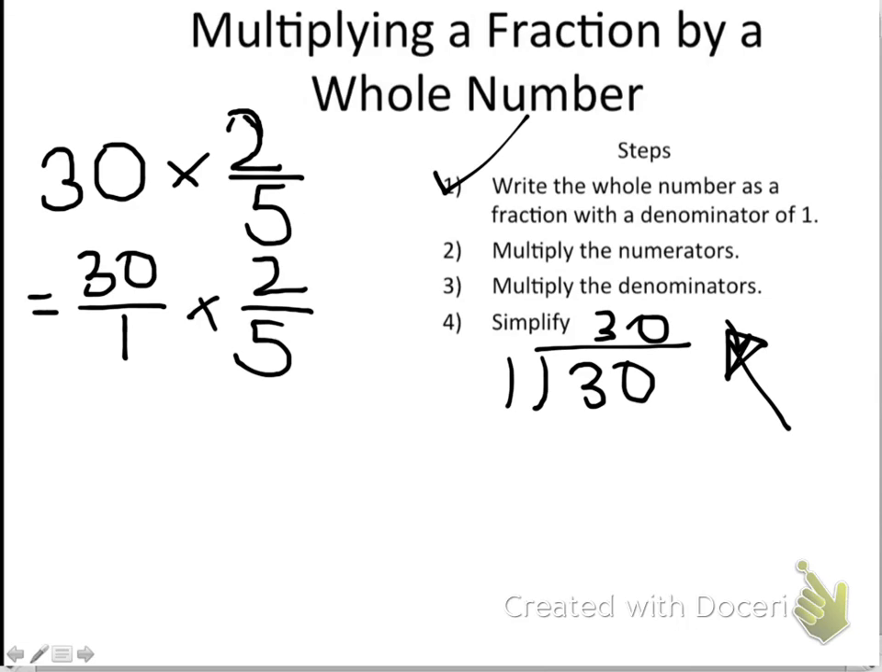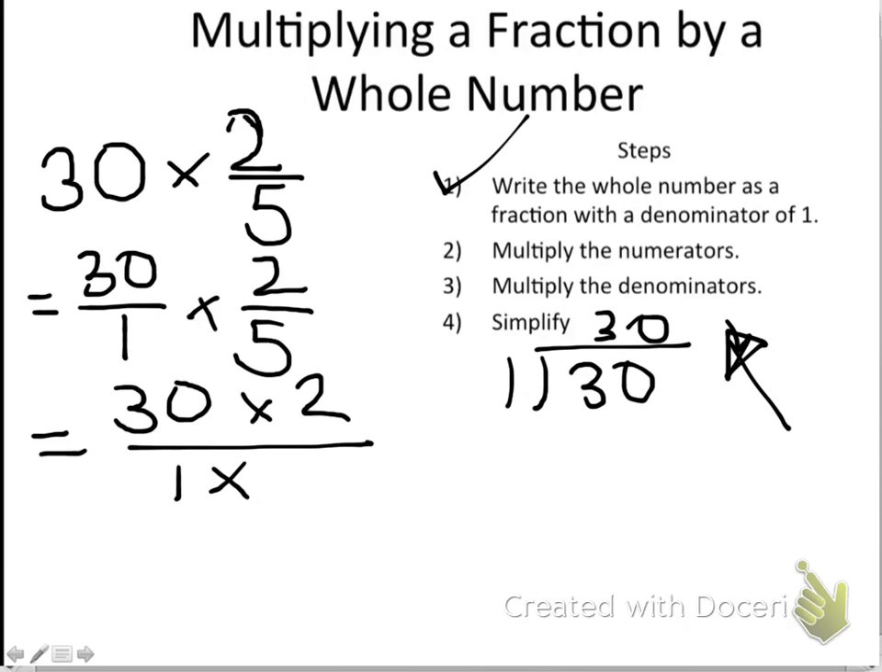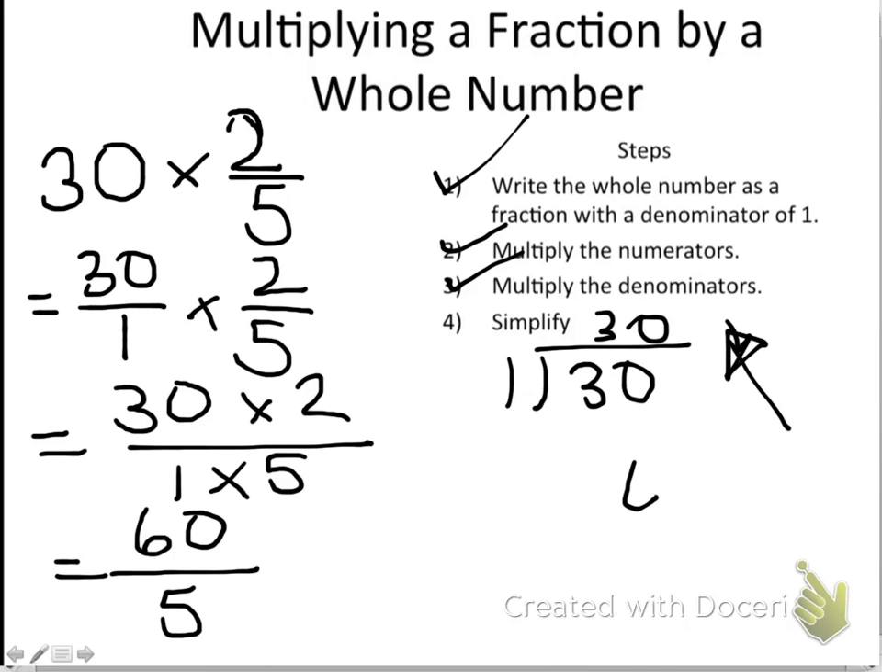So we've done step 1. Then it says multiply the numerators and then multiply the denominators. So we do 30 times 2 over 1 times 5. 30 times 2 gives me 60, and 1 times 5 gives 5. Now it says simplify. To do that, I know that 60 is divisible by 5 because it ends in a 0. So I'm going to do long division over here.